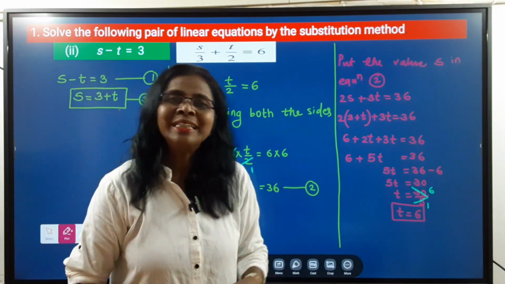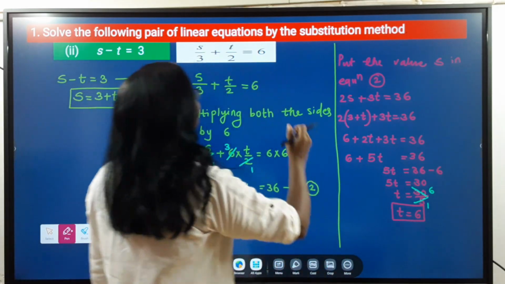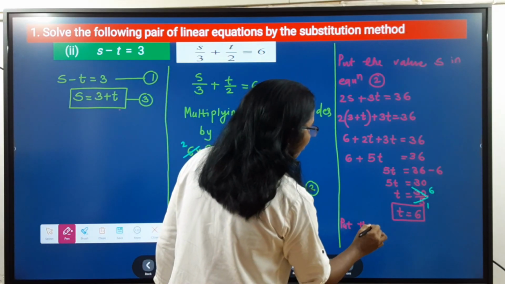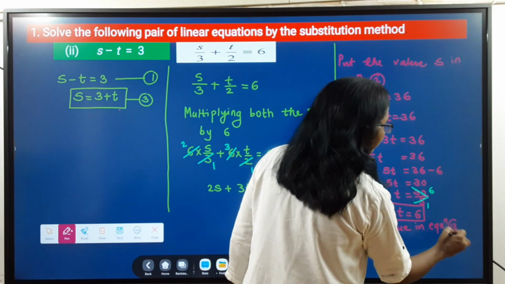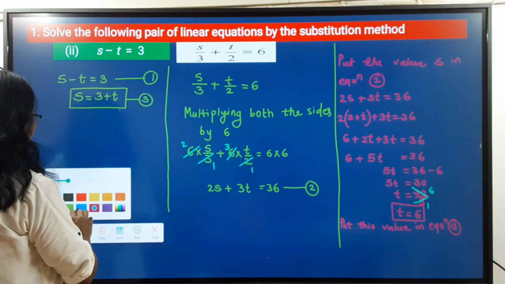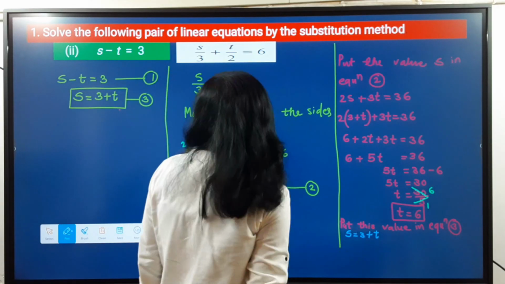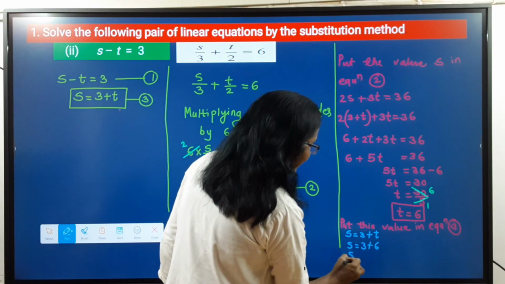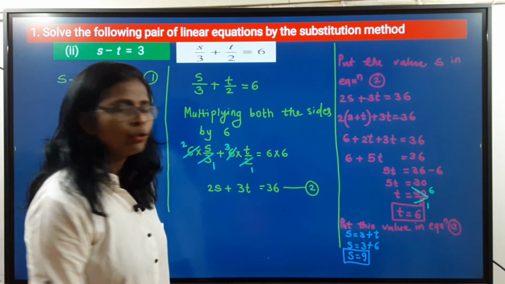Now we have to find the next variable, and that is s. So put this value in equation 3. Write down the third equation: s is equal to 3 plus t. Then s is equal to 3 plus 6. So s is equal to 9. Therefore, students, s is equal to 9.